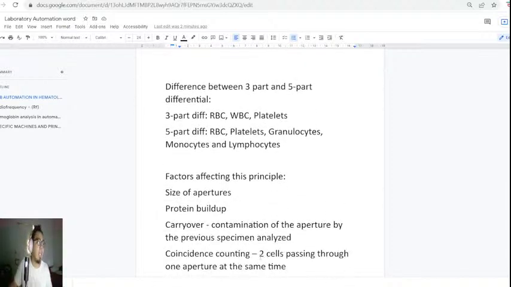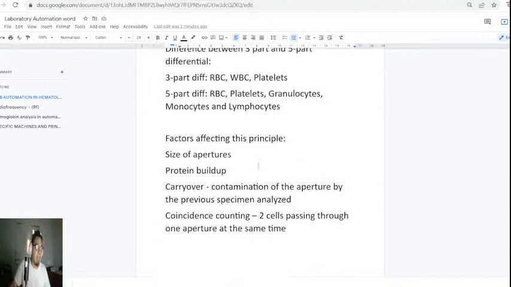Okay? Now, let's talk about the factors affecting this principle. The size of the apertures is important. What are the apertures? These are the openings. If you are familiar with photography, there's what you call an aperture on the lens. Similar to that, every analyzer has some sort of aperture where the cells pass through. And that aperture should be small enough to allow the passage of one cell only.